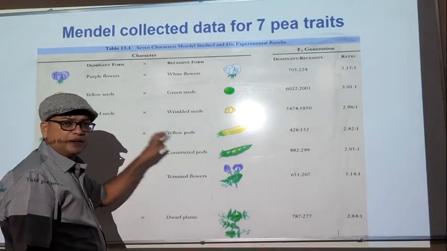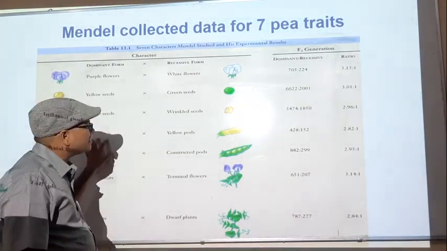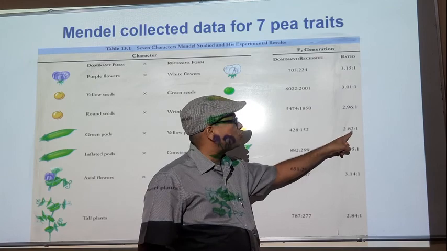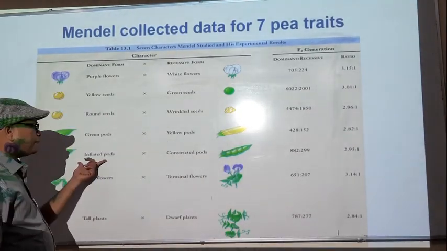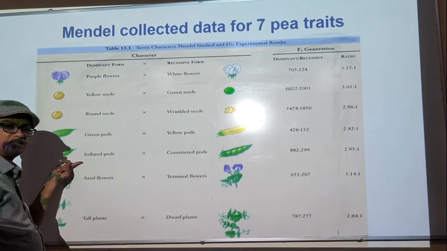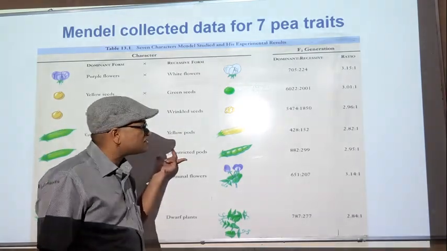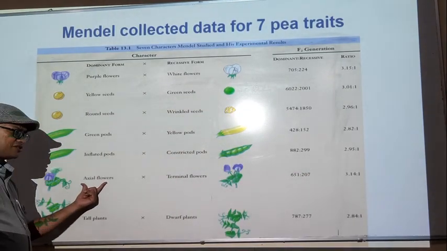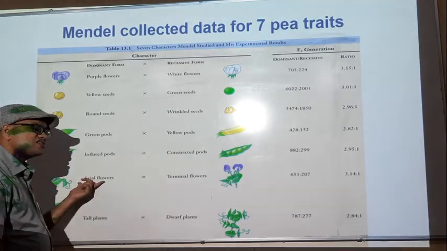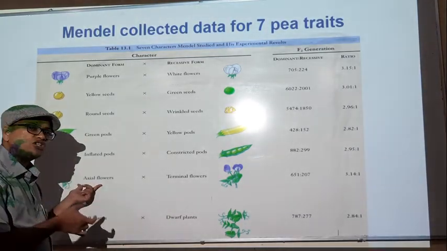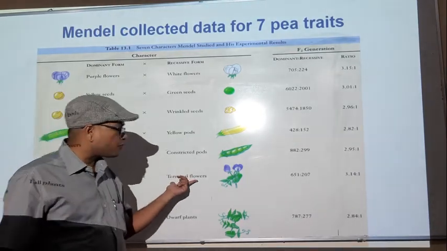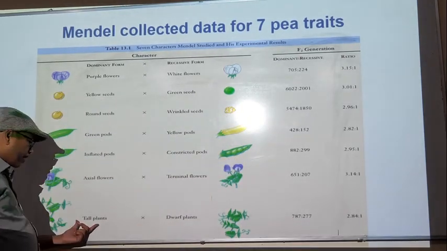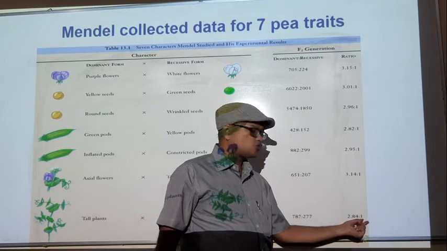Green pod and yellow pod. Possession of green pod is the dominant character, possession of yellow pod is the recessive character, and the ratio was 2.82:1. Inflated pods and constricted pods. Inflated pods are the dominant character, constricted pods are the recessive character. The ratio was 2.95:1. Axial flowers and terminal flowers. The presence of flowers at the axial position is the dominant character, while at the terminal position is the recessive character. The ratio was 3.14:1. And the last, tall plants and dwarf plants, the ratio was 2.84:1.